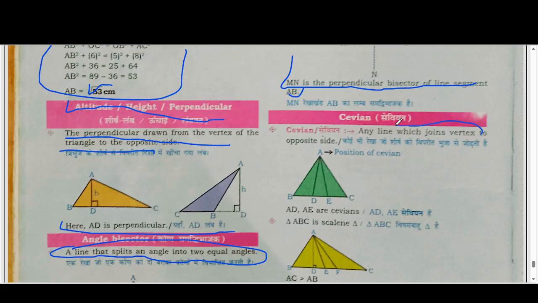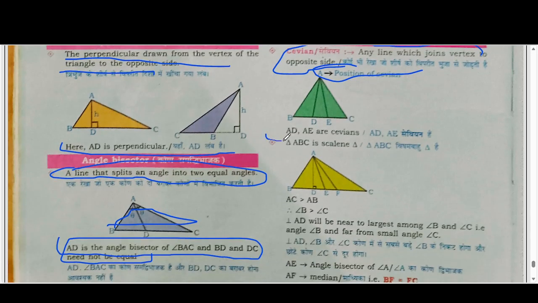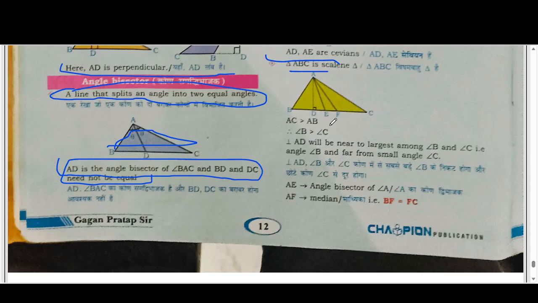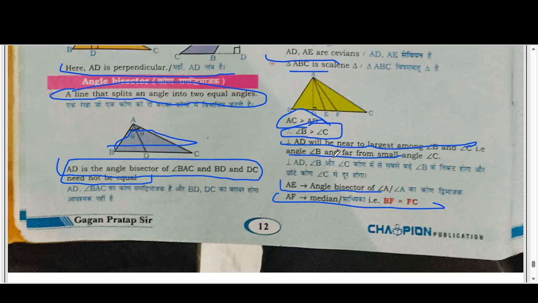Cevian is a line which joins a vertex to the opposite side. Position of cevians: if ABC is a scalene triangle with AC greater than AB, then angle B is greater than angle C. The altitude AD will be nearer to the larger angle among B and C and farther from the smaller angle C, with the angle bisector and the median lying between them, on the side of BC.